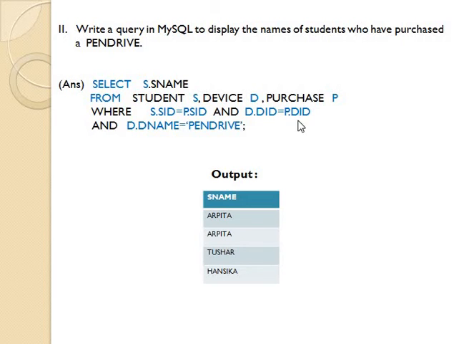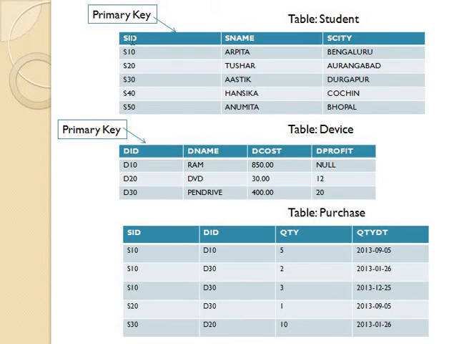equal to p.did. Now let's check the first part of the joining condition, which is s.sid is equal to p.sid. Again, for s.sid, that is the SID value for the student table, if the value is S10, then for the same SID column in the purchase table, there are 3 entries of S10, and the student corresponding to this SID value S10 is Arpita.